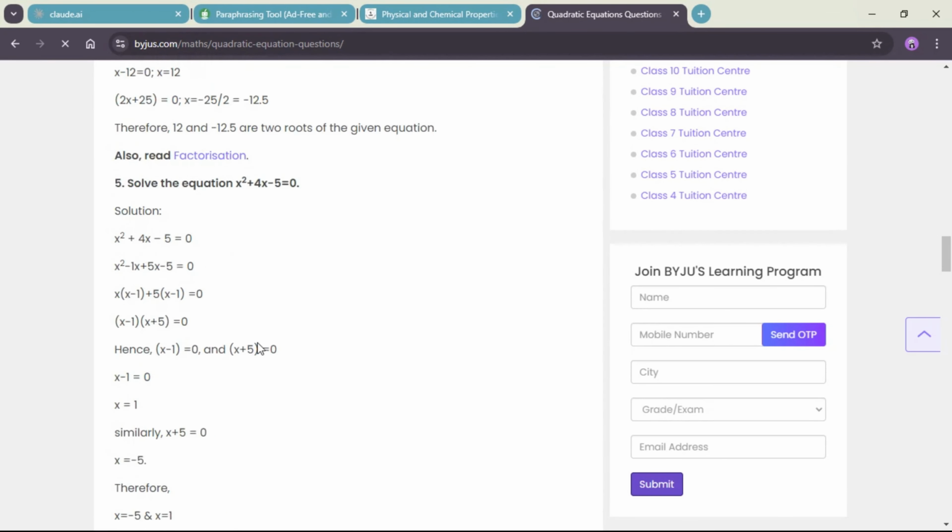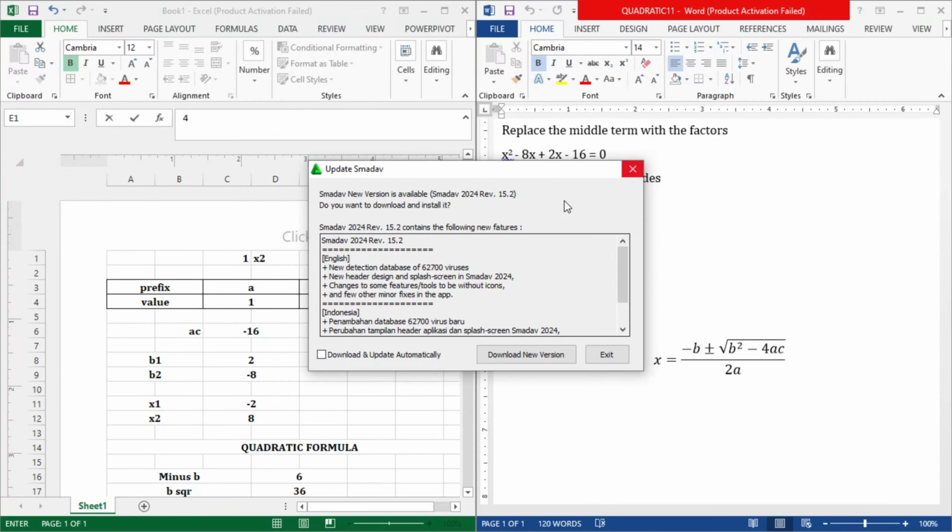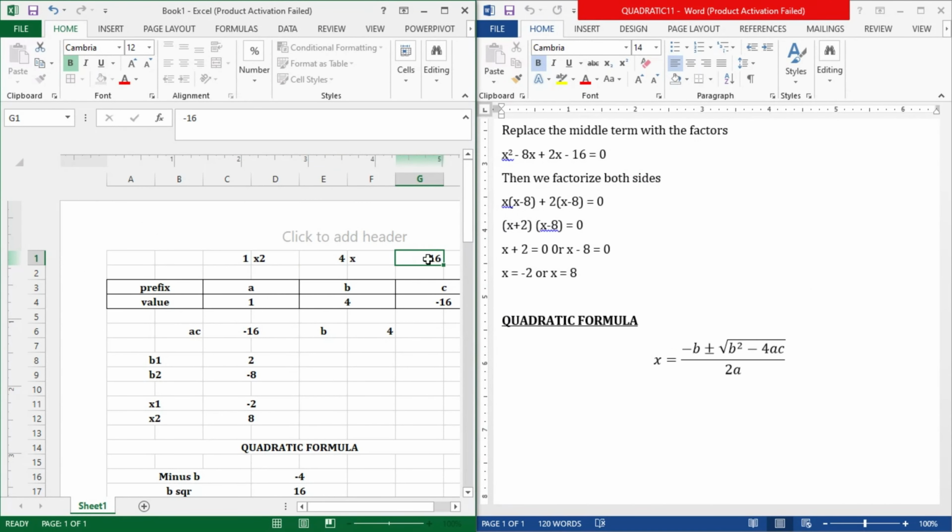We will go with the equation x squared plus 4x minus 5 equals 0 with results of x equals minus 5 or 1. Let's go ahead and change our main equation. Then move down to a, c, and b. We need two numbers that when we multiply will give us minus 5, and when we add will give us 4, which are minus 1 and 5. We can see the results are similar.